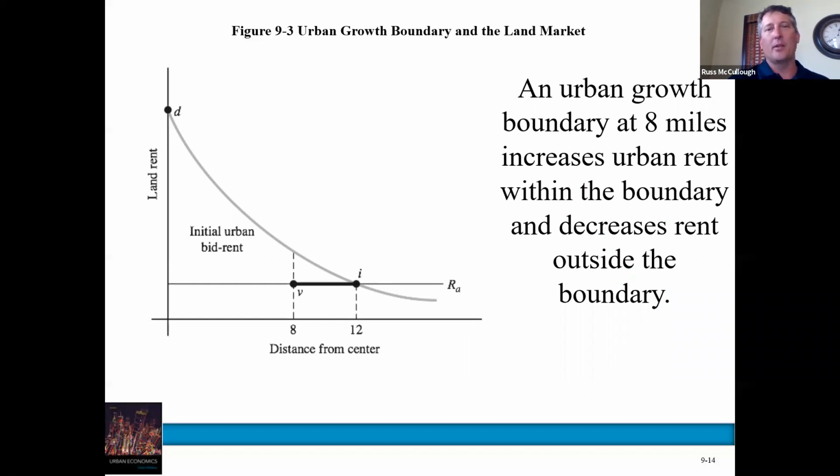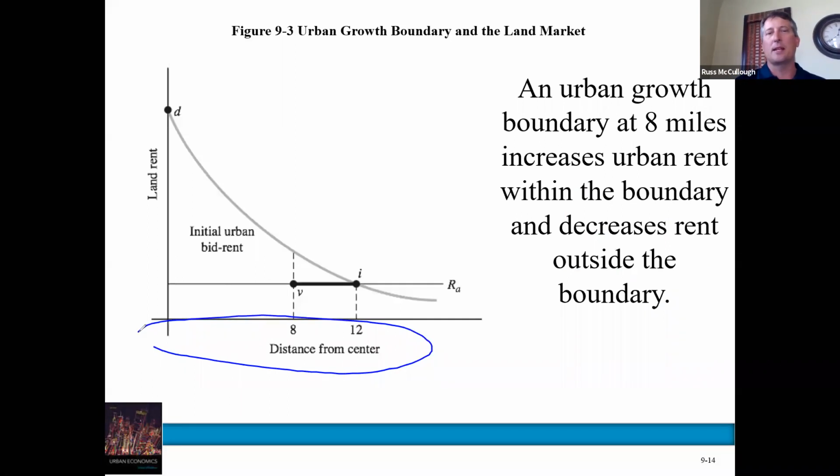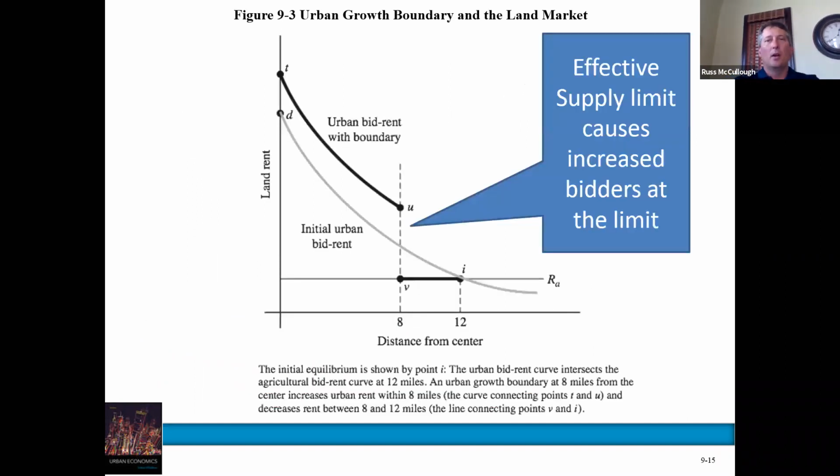The city might otherwise normally grow out to 12 miles from the center. So again, remember we're measuring distance from the center. And so as we kind of choke off the city and say, we don't want to grow further than that, what's going to happen? Well, think about the bidders. Are there more bidders or fewer bidders for a smaller amount of land? And there's going to be more. And so the bid rents are going to go up right at the boundary. We're going to have this discontinuous jump. So the new function looks like this.